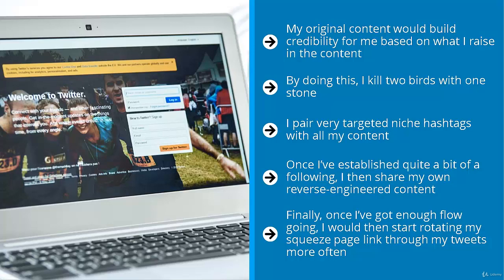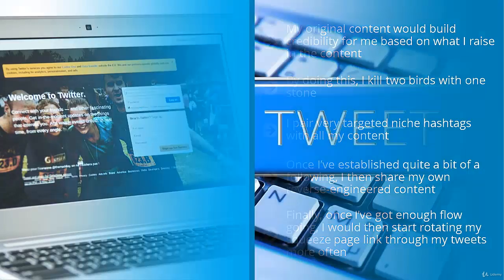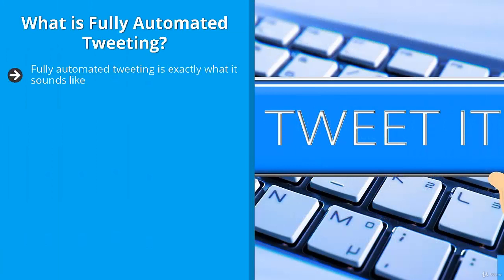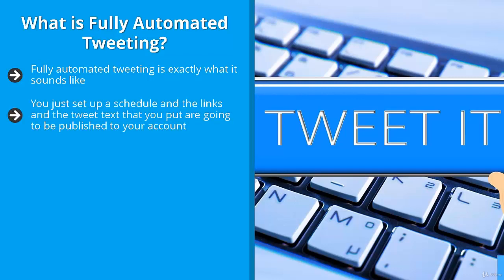You can do this either manually or on full auto. What is fully automated tweeting? Fully automated tweeting is exactly what it sounds like. The content that you are going to be tweeting is fed through a social media content publishing tool like Hootsuite or Social Oomph. You just set up a schedule and the links and the tweet text that you put are going to be published to your account. You don't have to babysit your Twitter account as it publishes tweet after tweet. You also automatically plug in the hashtag that you want to target for each tweet.